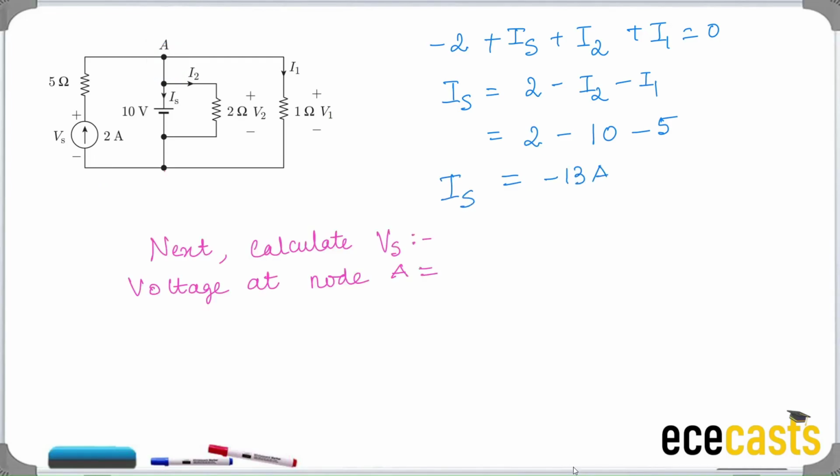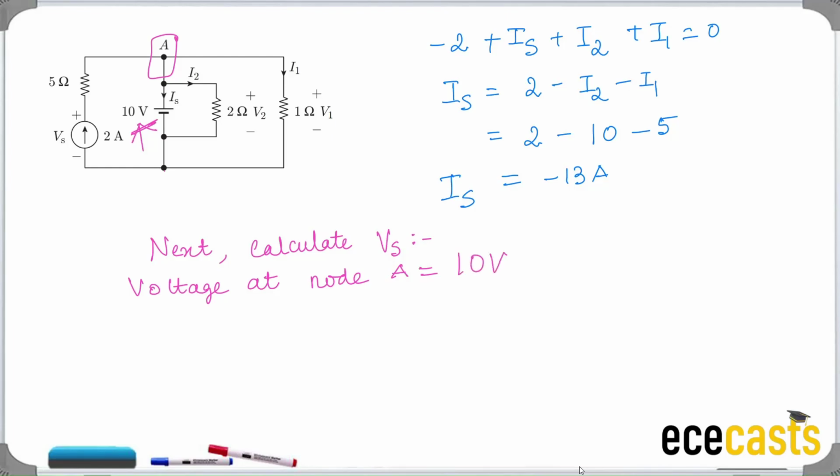To calculate Vs, we need to apply KVL in this left loop. To frame the KVL equation, we need to know the voltage drop at node A. When you look at the circuit, you will see node A is directly connected to this 10 volt supply. Therefore, the voltage at node A is also equal to 10 volt.